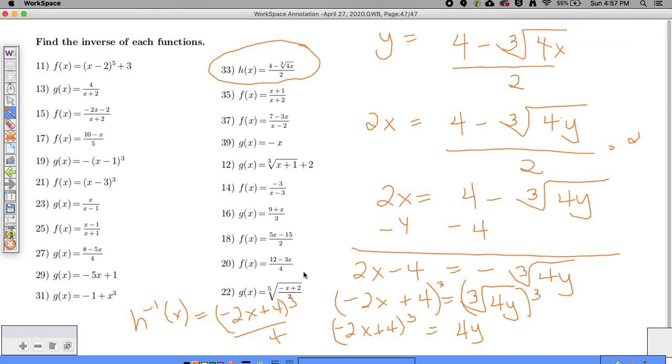Okay, so that takes care of that one. Let's say, for example, we want to find the inverse of number 19. So again, remember, we have to switch x with y, and so on.